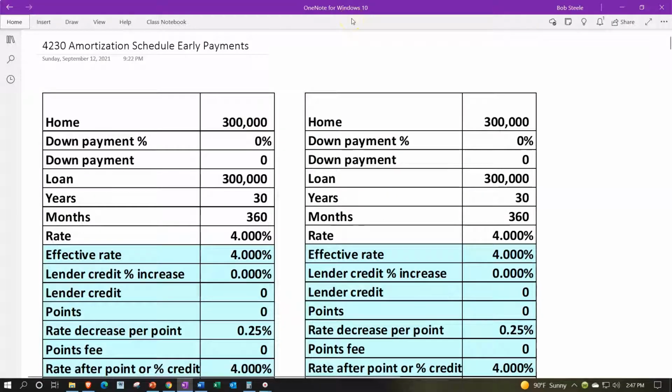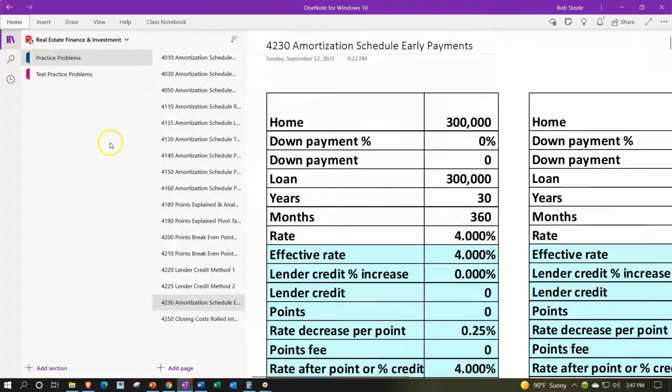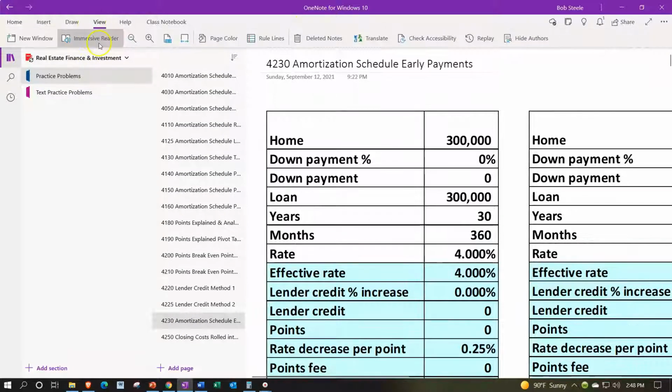If you have access to OneNote and would like to follow along, you're not required to, but if you would like to, we're in the icon on the left-hand side, Practice Problems tab, down in the 4230 Amortization Schedule Early Payments tab. Also note, when using OneNote, take a look at the Immersive Reader tool. Our presentations will also be in the text area with the same name, same number, but with transcripts that can be translated into multiple different languages and either listened to or read in them.